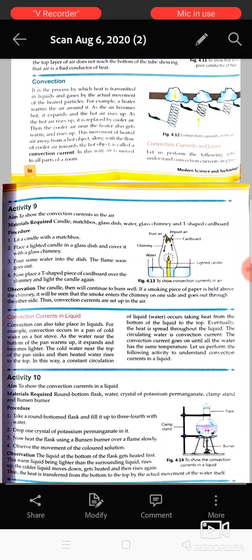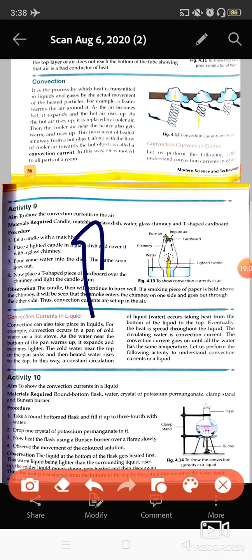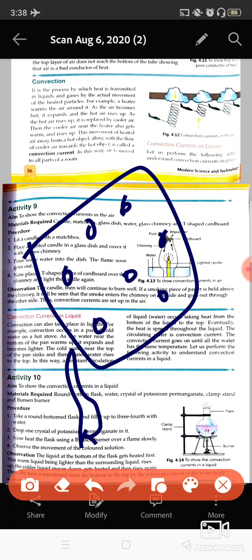Now, let us discuss convection. Convection is a process in which there should be a movement of the particles, like particles should be free to move. There are so many particles present here and there, and if we are heating from this side, then this particle will gain the energy, and it will move to the other side.